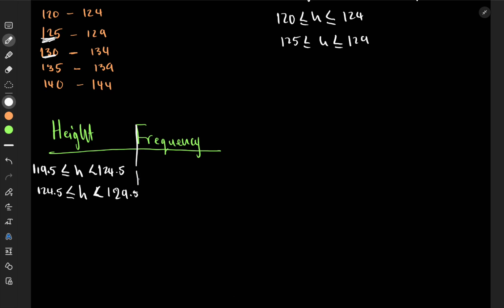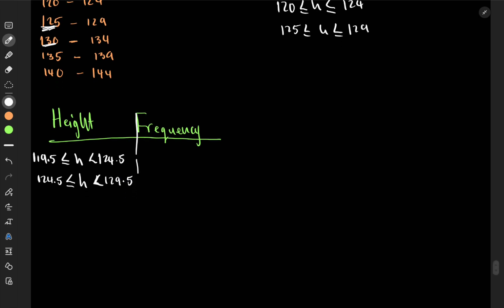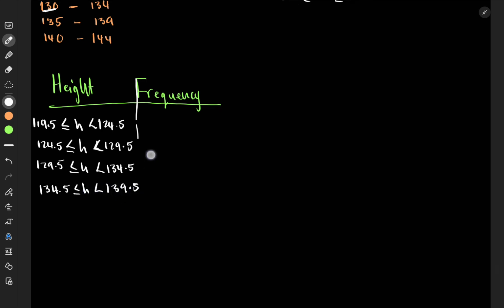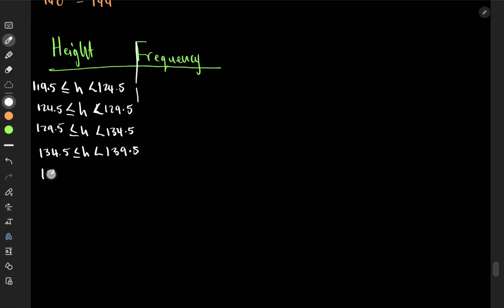129.5. We remember to add. Now here from 130 we remove, we'll get 129.5, which is less than or equal to height. Then on 134 we add, it will be 134.5. Then from 135 we remove, it will be 134.5 less than or equal to height, which is less than 139.5. We increase on the right. Remember that. On the left we reduce, it becomes 139.5 less than or equal to height.